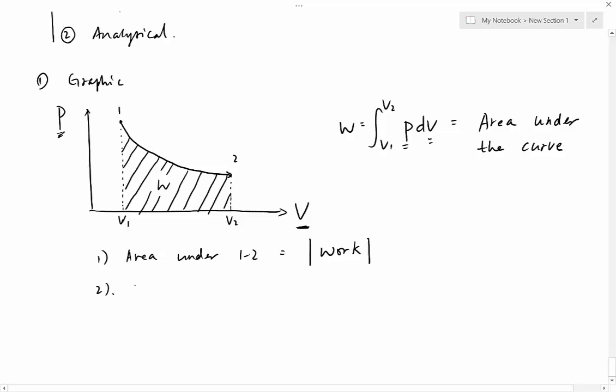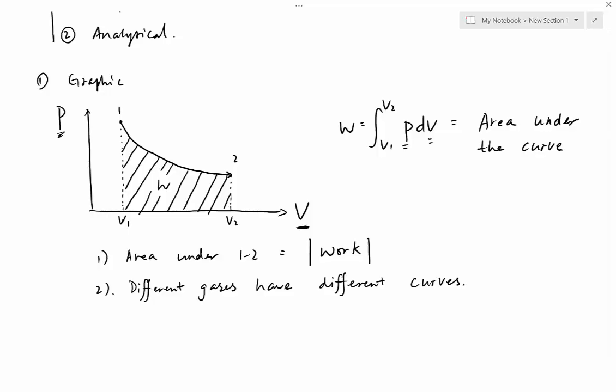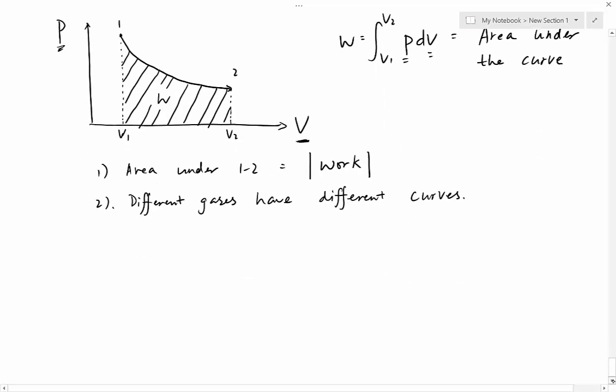Second thing, different gases have different curves. So for example, the curve for oxygen may look slightly different from the curve of nitrogen. It depends on what kind of gas you have. Okay, so that is our first method to analyze the equation. It's called graphic analysis. The good thing about this method is you can actually visualize the work because work is equal to area under the curve. So the good thing about this method is you can visualize where work is.